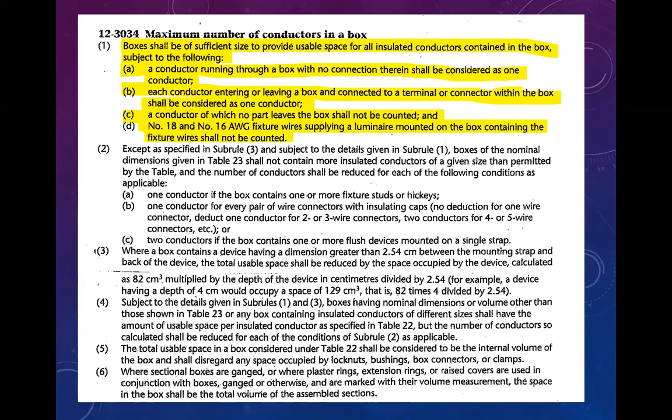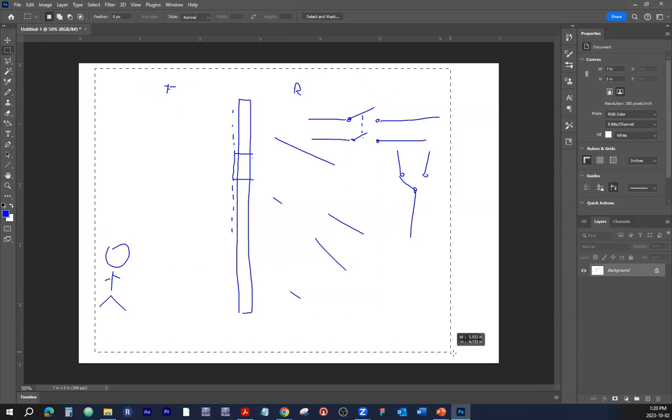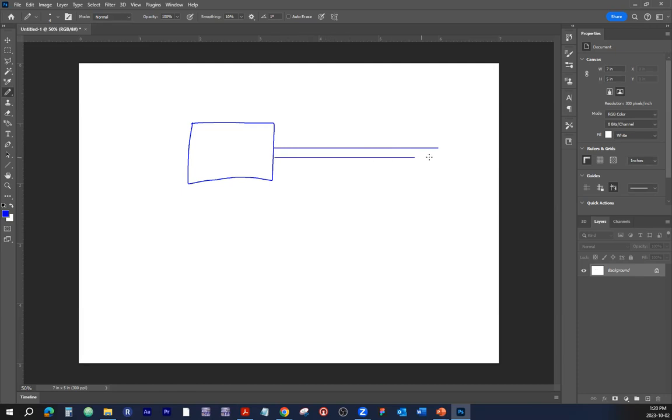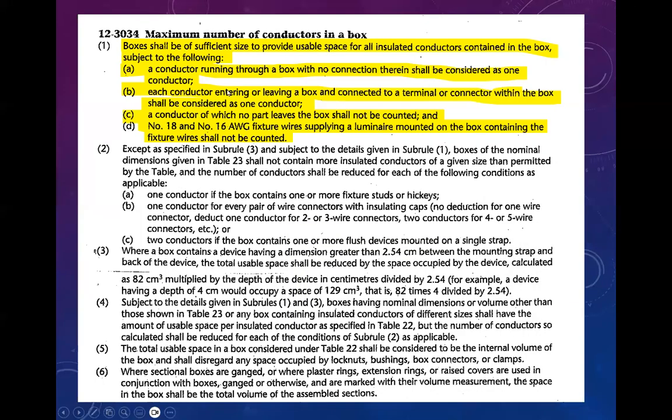Okay. Where are we here? There we go. There's my board. Just going to erase that. That's from previous class. All right, so we have a box, whatever the box is. And there's a pipe going into the box, and here's another pipe, and here's another pipe, and whatever, right? And there's a wire going here, and it just keeps going in that pipe somewhere else. This wire that is in the box is not connected to anything, it's just passing through the box. What does it say? A conductor running through a box with no connection shall be considered as one. So we're counting that as one conductor.